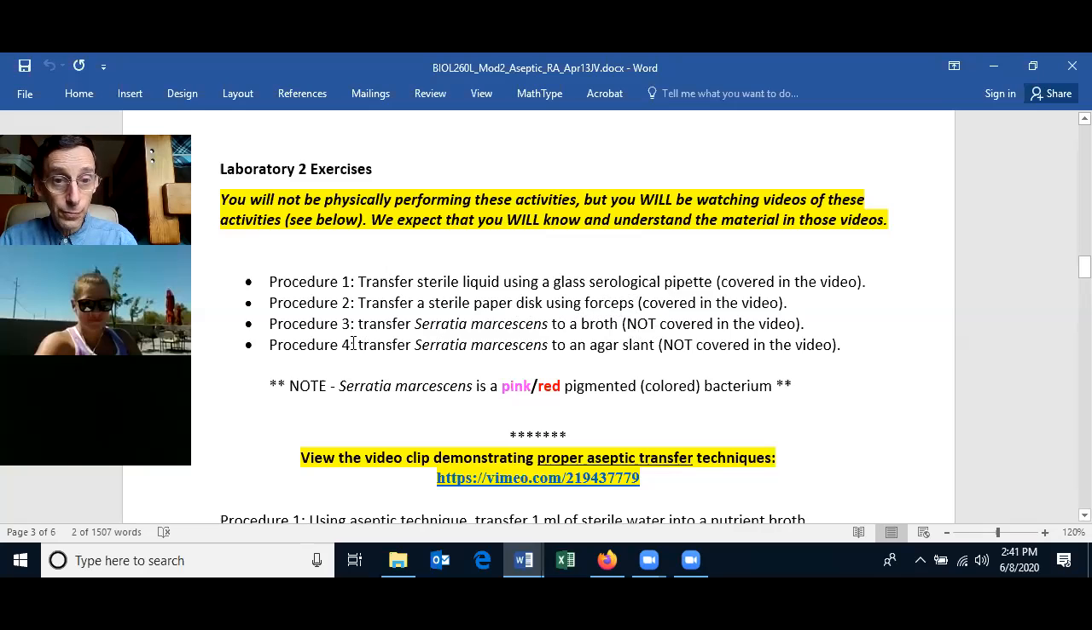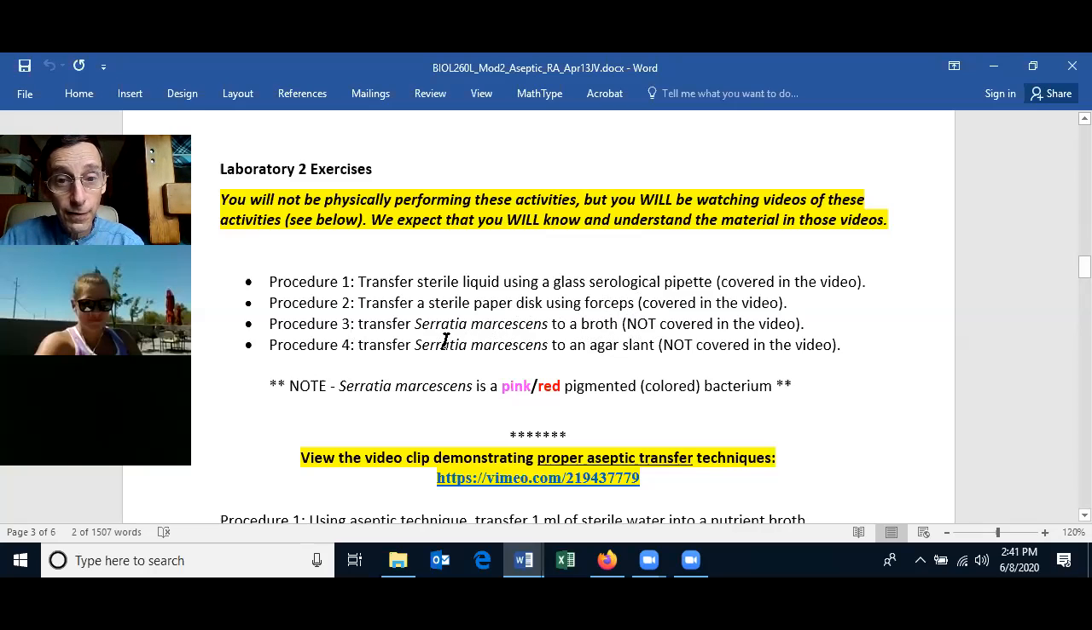In procedure 3, you'll be transferring Serratia marcescens to a broth, which is also not covered in the video. Oh, wait a minute. The second one was covered in the video. All right, I read that wrong. Sorry. Procedure 1 is covered in the video. Procedure 2 is covered in the video.